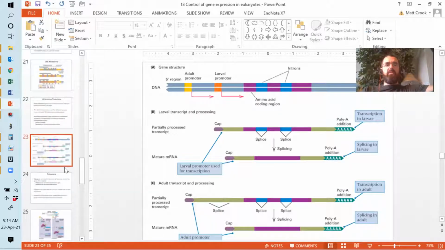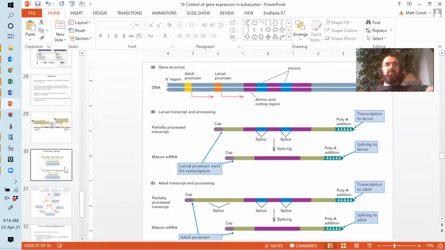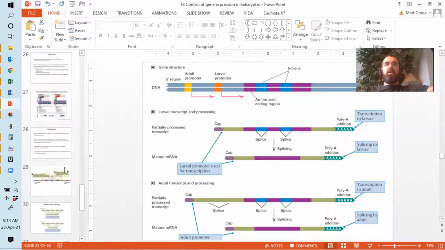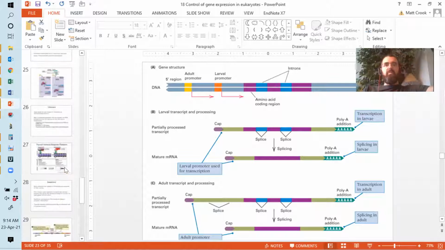There's also, do we talk about alternative splicing? Yeah, that's down there. Okay.